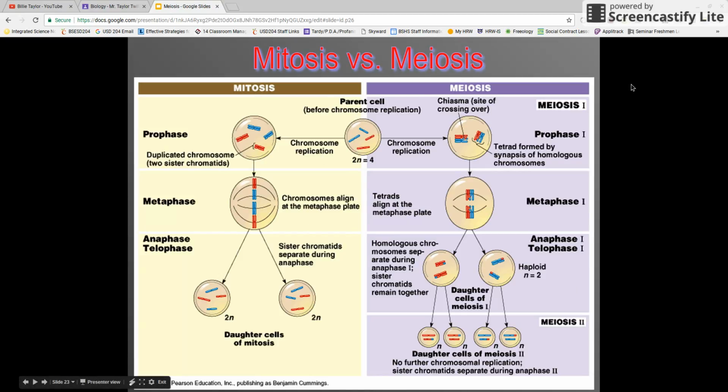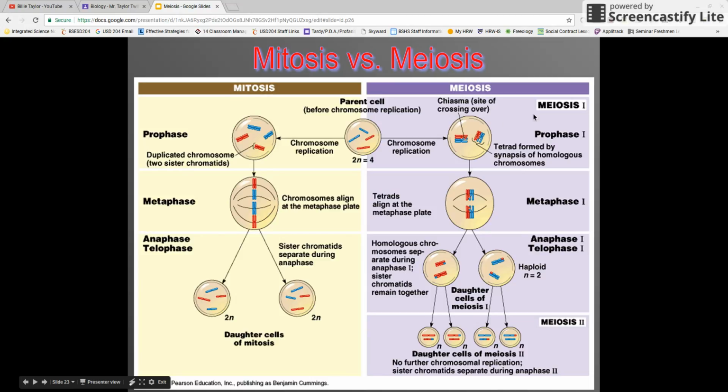Okay, so let's look at a side-by-side comparison of meiosis versus mitosis. We got mitosis on the left, meiosis on the right here. So we know that both of these begin in interphase. Mitosis goes into prophase, duplicated chromosomes condense. In metaphase, the chromosomes align down the metaphase plate. In anaphase, the sister chromatids are pulled apart through the spindle fibers, pulling them to each pole. And during telophase, each new daughter cell is separated and formed, and then cytokinesis. So we have two diploid cells at the end of mitosis.